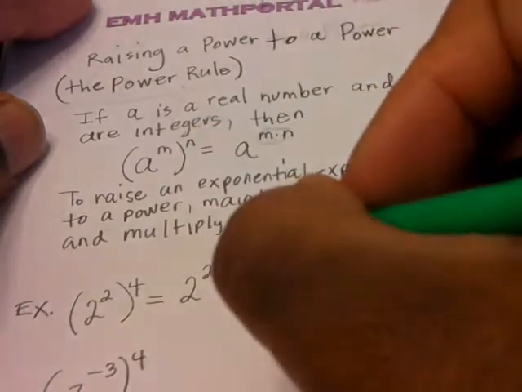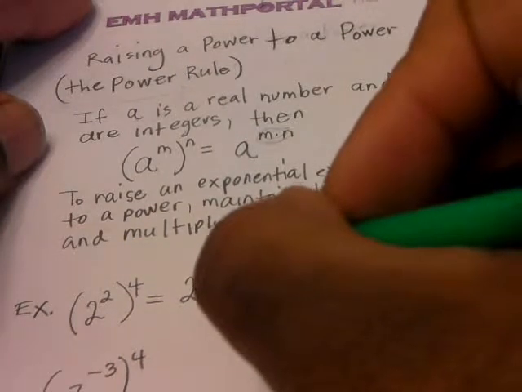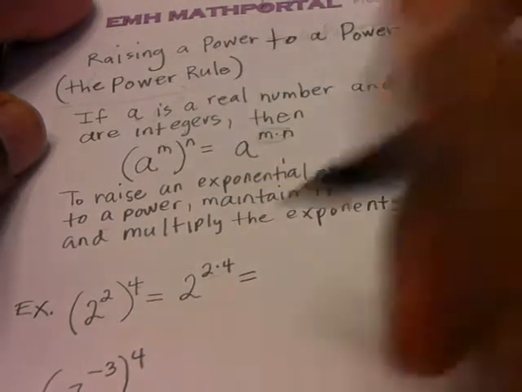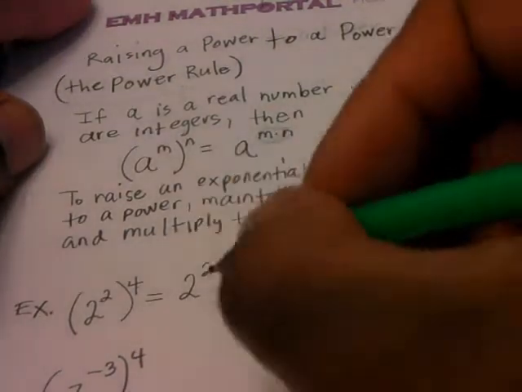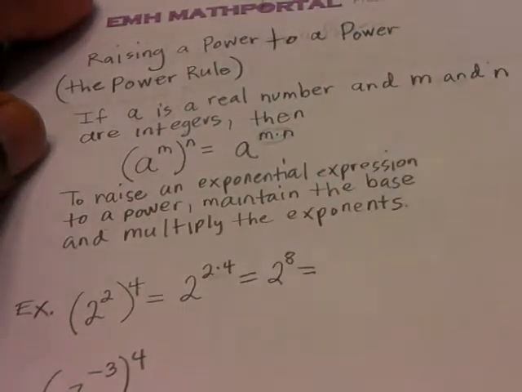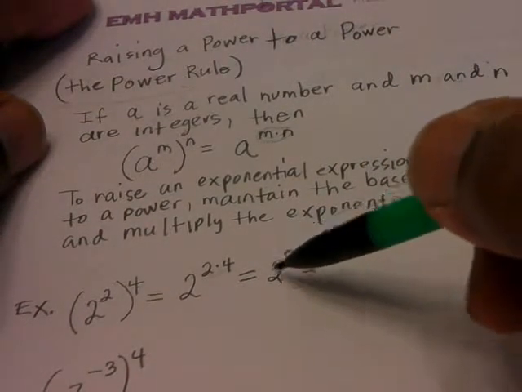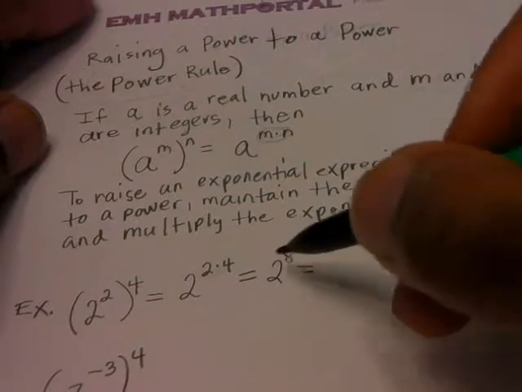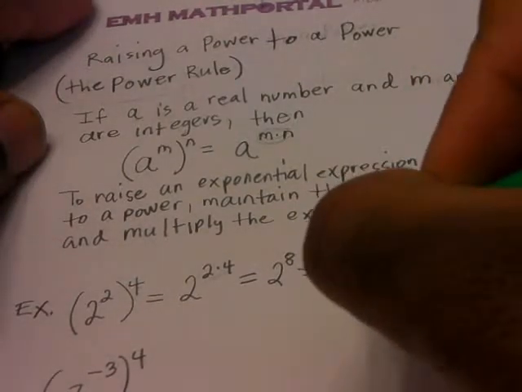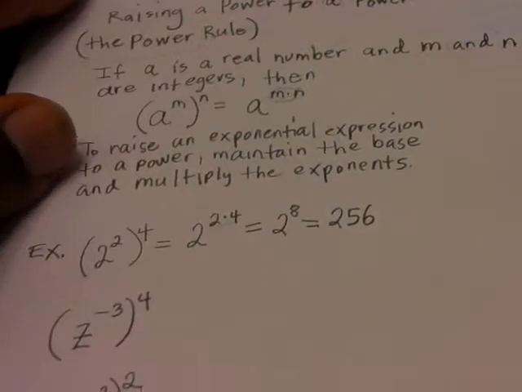Again, the two exponents are multiplied. It's the product of the two exponents, or you simply multiply the two exponents. So you have 2 raised to the power of 8. And then, like always, we simplify your bases with exponents. So 2 raised to the power 8 will equal 256.